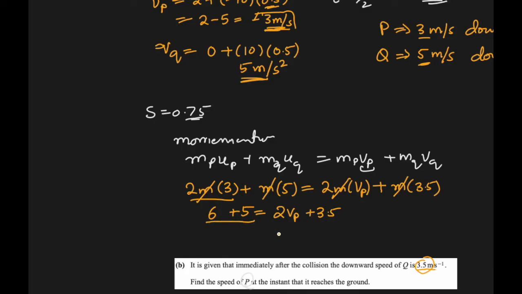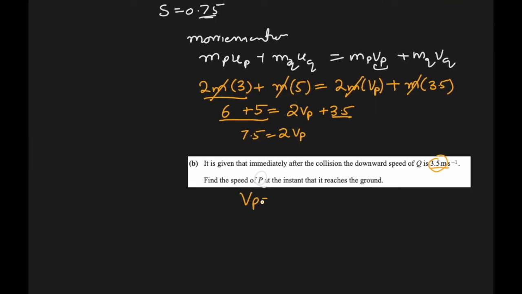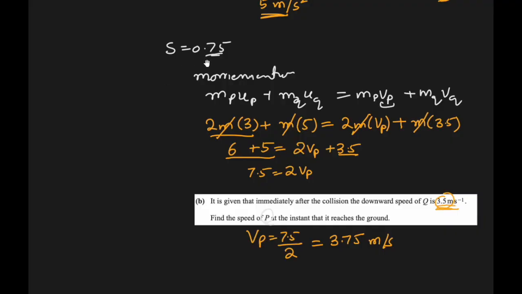6 plus 5 is 11, minus 3.5 will be 7.5, equal to 2 vp, and then we can get vp equal to 7.5 divided by 2, which is 3.75, and that makes sense. It is faster than q, so it will reach the ground, but the distance it has to travel is 0.75 meters. That's what we said, right?